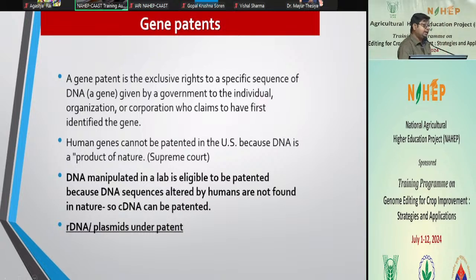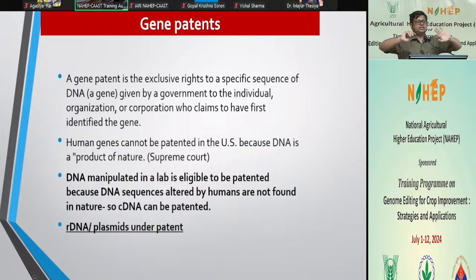But DNA manipulated in the lab is eligible to be patented, if it is a sequence which does not exist in nature as such, right? So now the science comes into that. For example, all the scientists want to develop innovations and get intellectual property, but DNA cannot be patented. Then what can be patented? If DNA is manipulated in the laboratory, it can be patented.